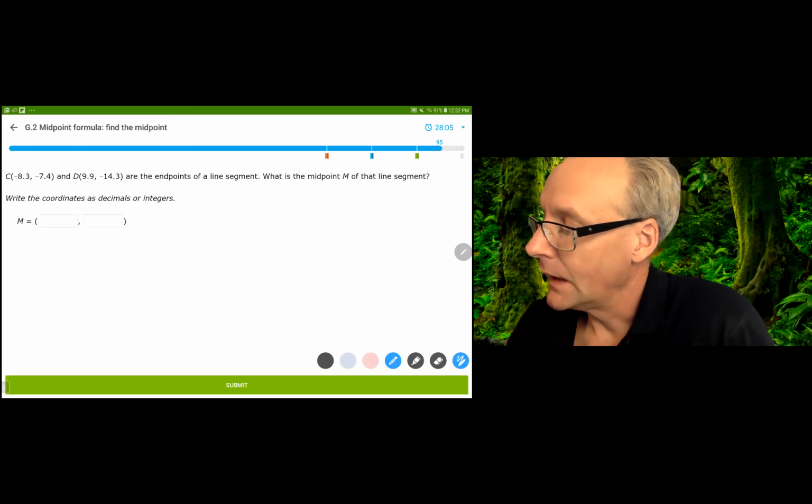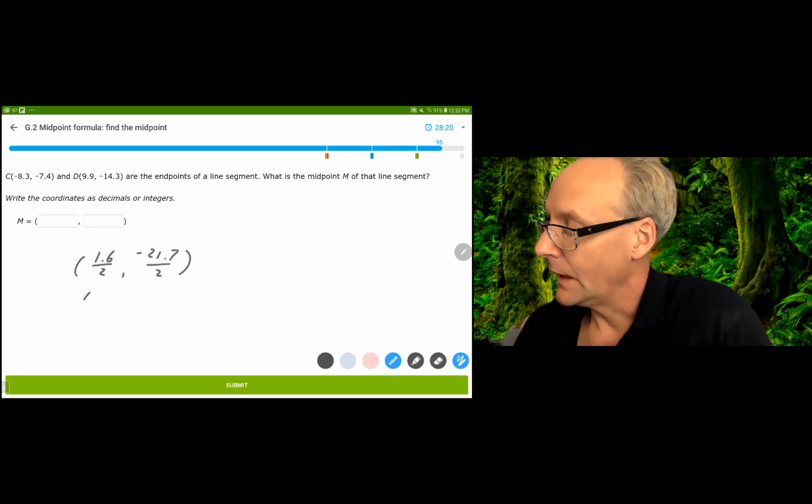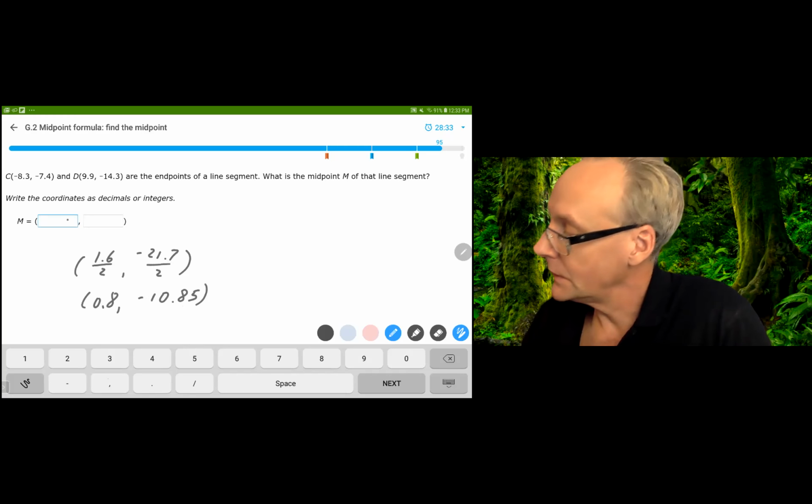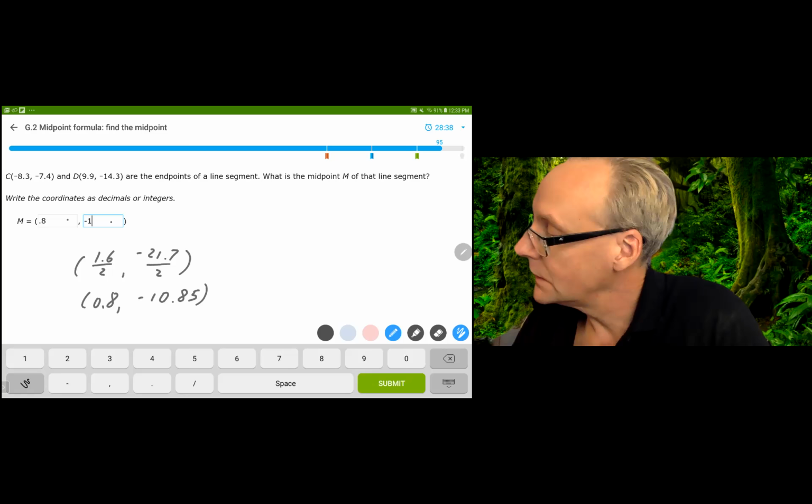All right, 9.9 and negative 8.3. When I add them together, I get 1.6 over 2. And when I add my y's together, I get negative 21.7. Yep. And this one's going to be 0.8. And this one is going to be negative, let's see, 10.85. And I'm going to just put them in, 0.8, negative 10.85.